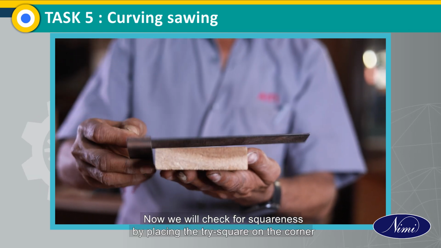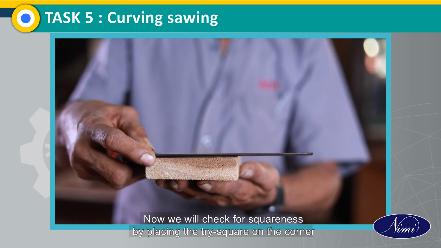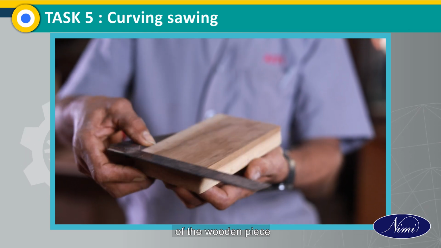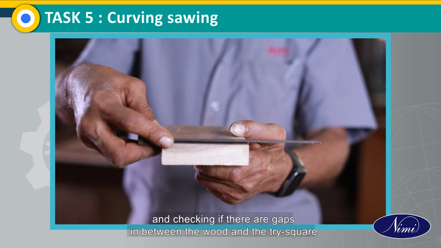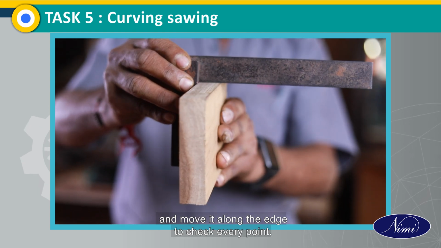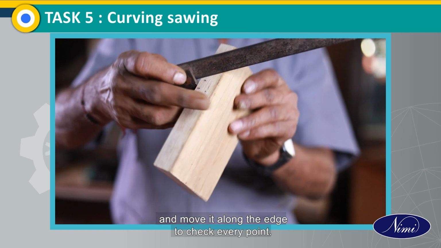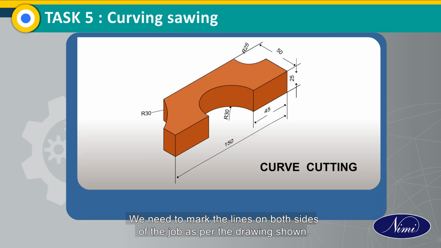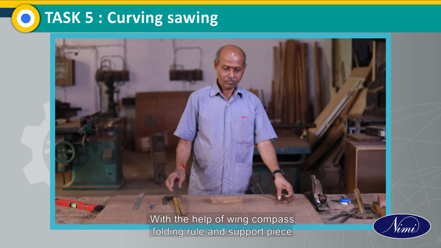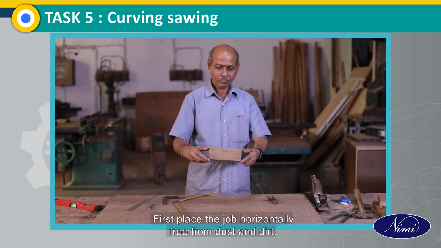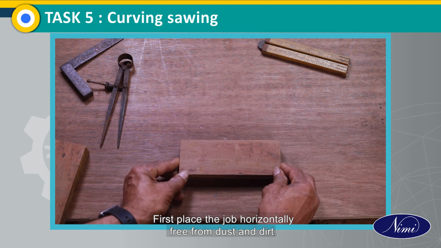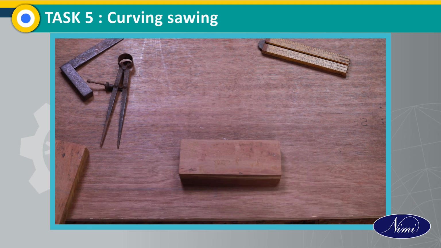Now we will check for squareness by placing the tri-square on the corner of the wooden piece and checking if there are gaps between the wood and the tri-square, and move it along the edge to check every point. We need to mark the lines on both sides of the job as per the drawing shown with the help of wing compass, folding rule and support piece. First, place the job horizontally, free from dust and dirt.